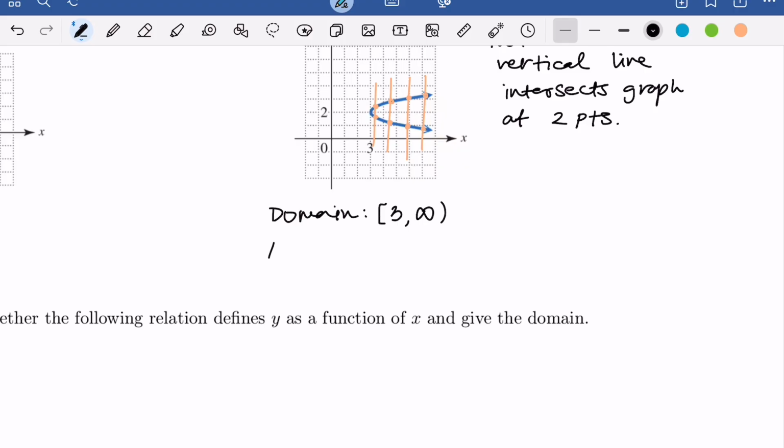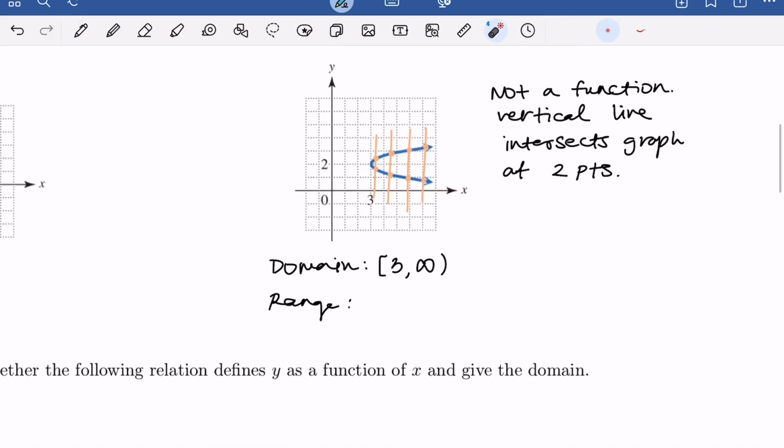All right, and then our range, we want to find the set of our output values. So these are all of our y values. Now notice if we continue on in this direction, our y values are going to get smaller and smaller forever as we continue in this direction. And as we continue in this direction, all of our y values are going to get bigger and bigger. So this means our range is going to be from negative infinity up to infinity. We're going to include all real numbers.